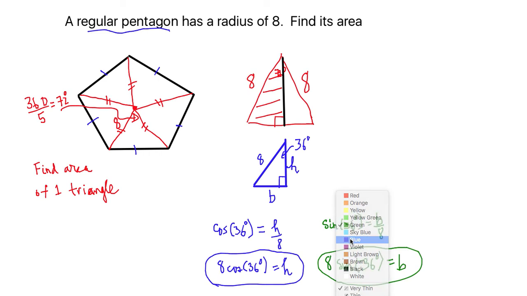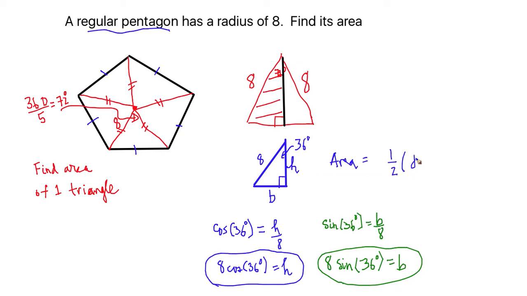All right, so now let's look at the area of one of these triangles. Well, the area is 1/2 the base, which is 8 sine of 36, times the height, which is 8 times the cosine of 36. Times the cosine of 36 degrees. Okay. So that's the area of one of these triangles.